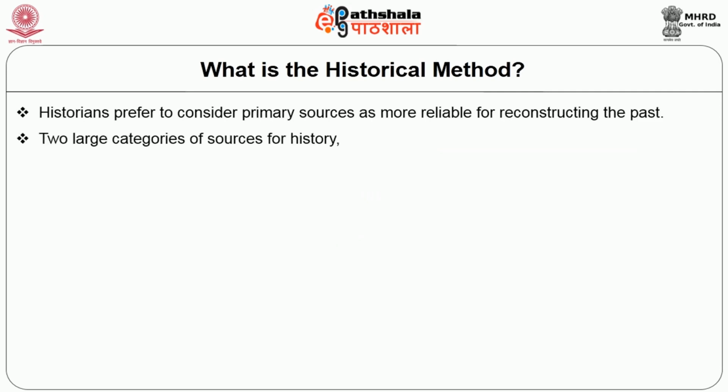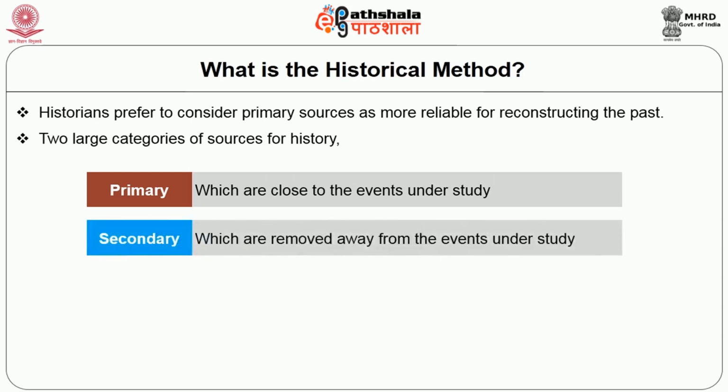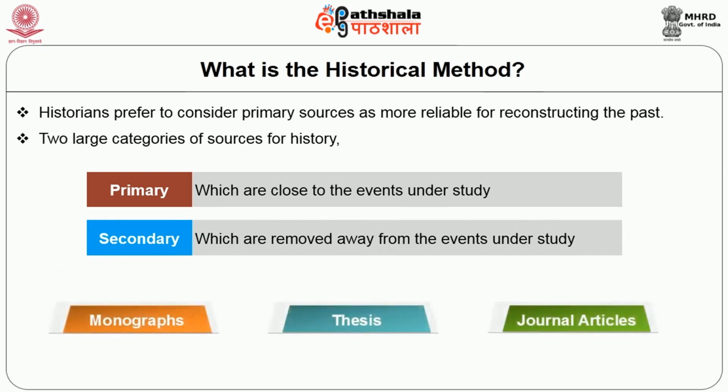Two large categories of sources for history are primary sources, which are close to the events under study, and secondary sources, which are removed away from the events under study. Secondary sources include monographs published by scholars, theses, journal articles, etc.